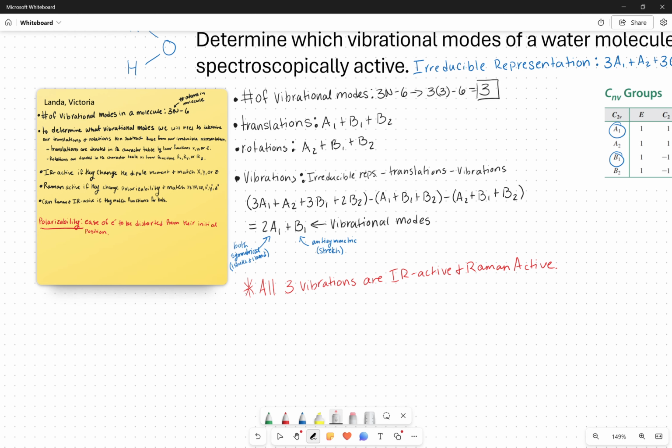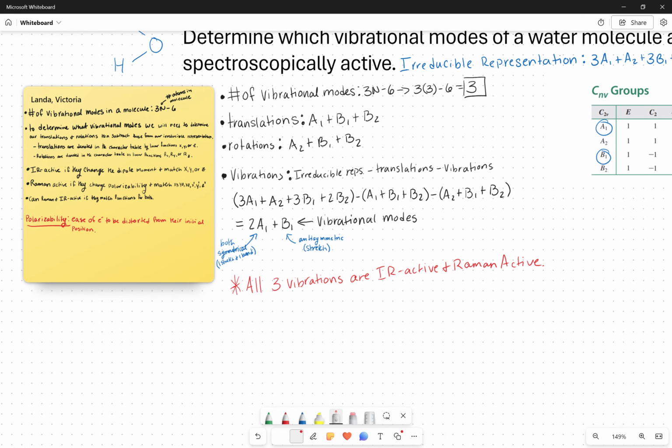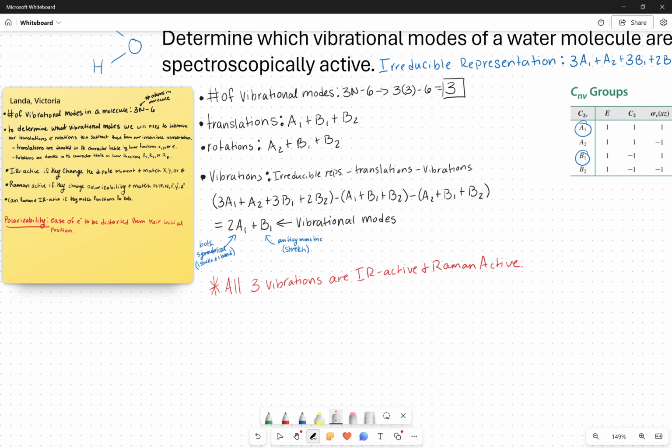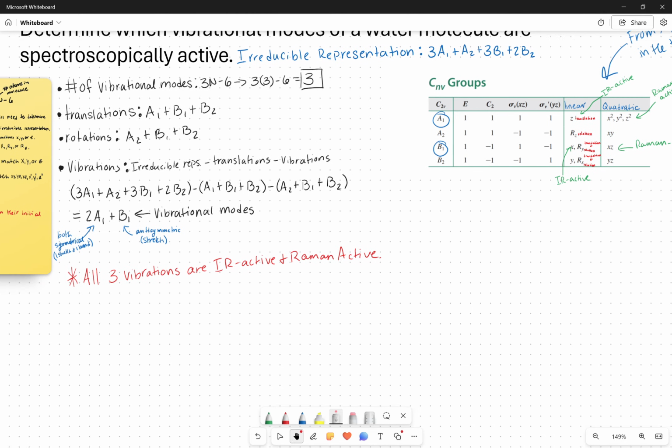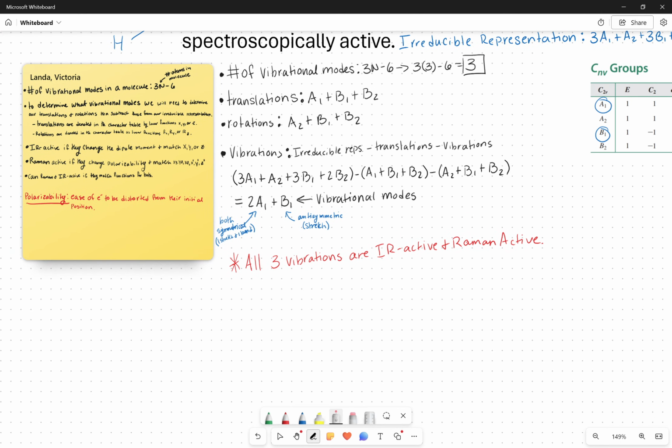So we know that modes are IR active if they change the dipole moment and match linear functions x, y, or z. So we do know that each of these change the dipole moment, which indicates IR active, and we can look at the table and see that they do match. A1 and B1 do match z and x, making them IR active. Then we do know that vibrations can be both IR active and Raman active if they match the functions for both. So next we want to look at our Raman active.